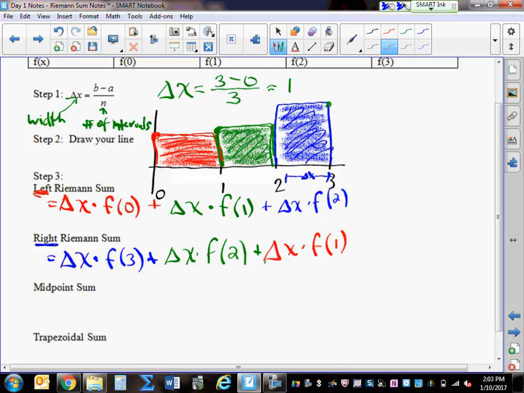Okay. Now, I went from right to left when I was writing my Riemann sum here. You could, of course, say delta x times f of 1 plus delta x times f of 2 plus delta x times f of 3. Just for visual sake, I went from right to left. Now, my midpoint sum. Midpoint means we're going to have to find that value in between.